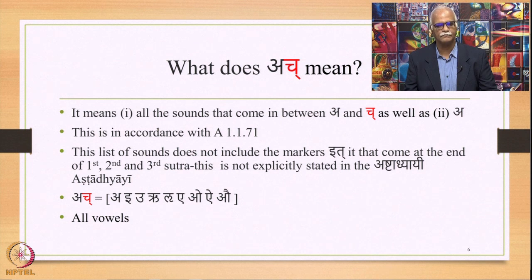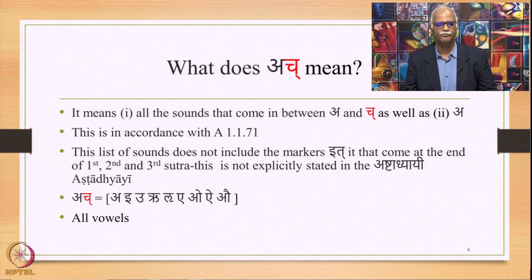So all the sounds that come in between a and ch, as well as a, this is in accordance with A1171, Adirantyena Saheta, which we have already seen. The most important thing to note here is that this list of sounds does not include the markers that come at the end of the first, second and third sutra. Ayun, ana does not become a part of this Pratyahara. Ruluk, k, eong, ng, these three are not part of this Pratyahara. They are not denoted by this Pratyahara.